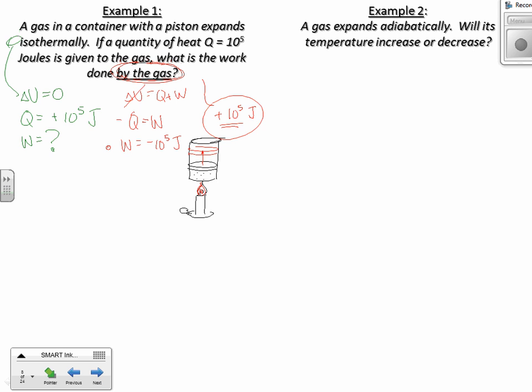Next. The gas expands adiabatically. Adiabatically means Q is 0. Well, does its temperature increase or decrease?